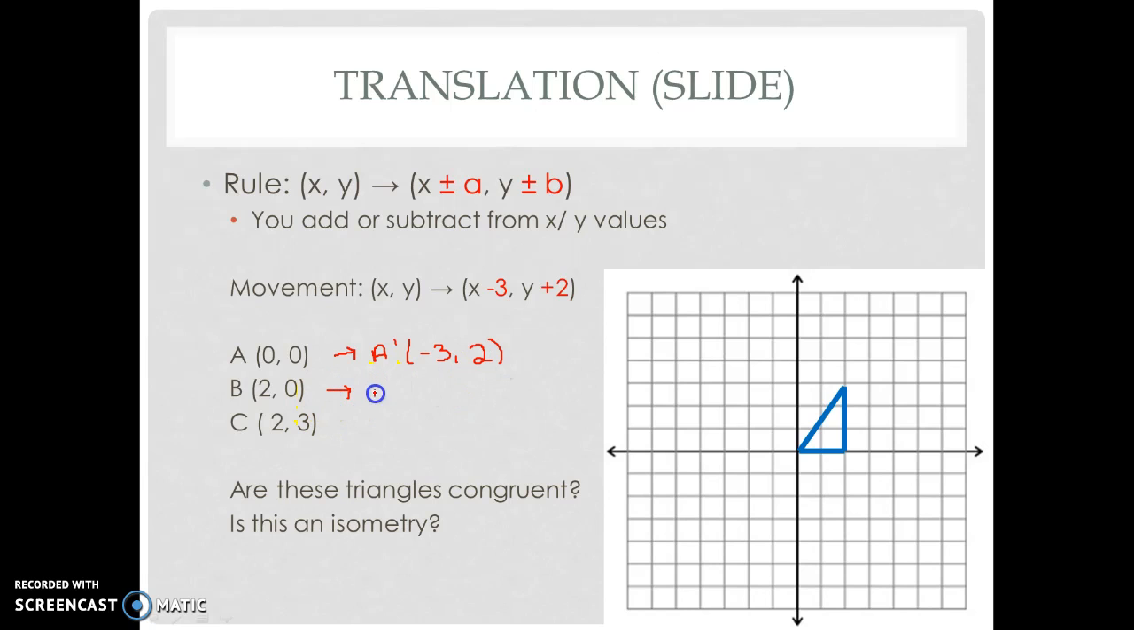For B, we are going to apply the rule, apply the movement, and our x value is 2. When we subtract 3, we get negative 1. Our y value is 0, so when we add 2, we get positive 2. And likewise with C, we will determine C prime, so the image. 2 minus 3, again, is negative 1, and 3 plus 2 is 5. So what we want to do is plot these points. So A prime is negative 3, positive 2. B prime is negative 1, positive 2. And C prime is negative 1, positive 5.